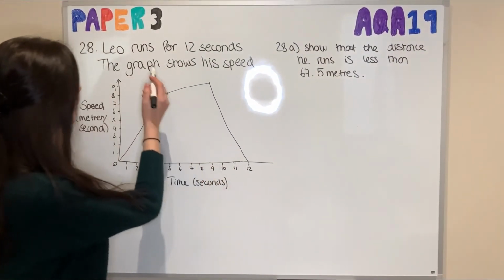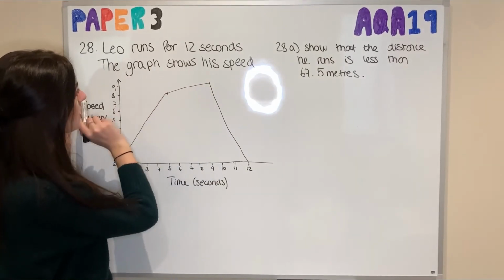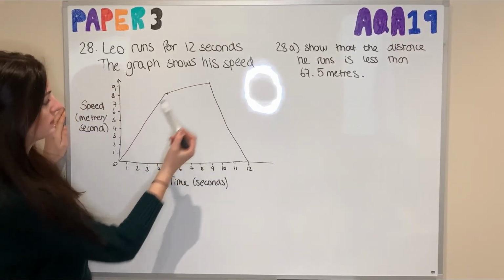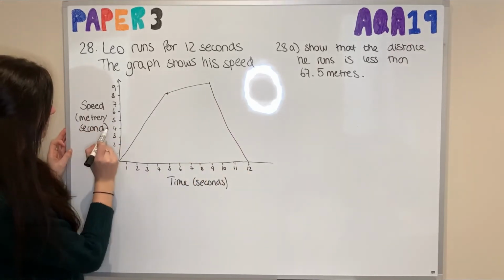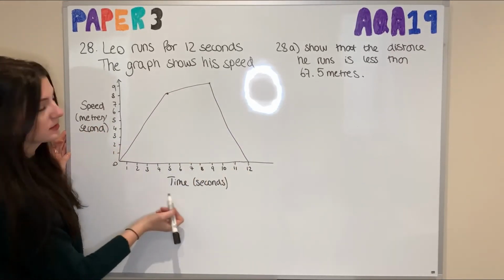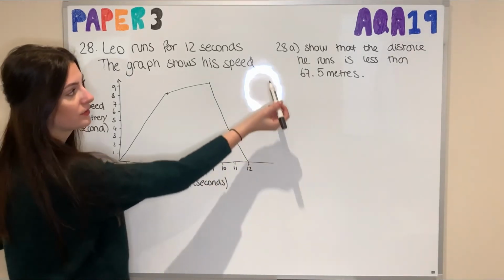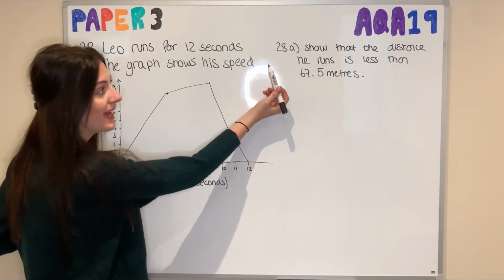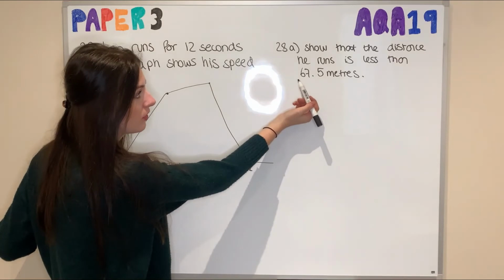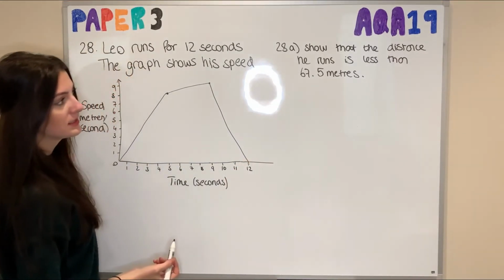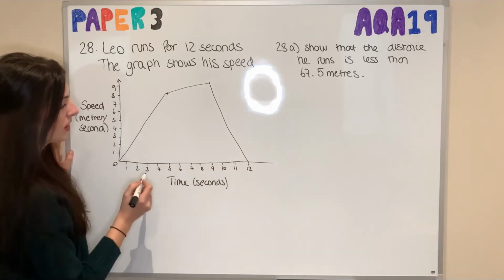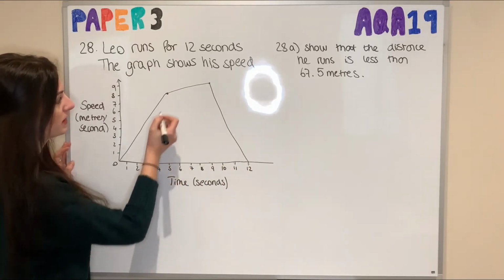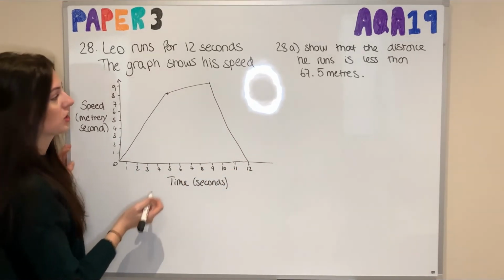Here we have Leo who runs for 12 seconds, and we've got a graph that shows his speed. So here is the graph. We've got speed in meters per second on this side and then time on the bottom. For question 28a, we need to show that the distance he runs is less than 67.5 meters. So we've got this odd shape here, and the easiest way to do this question is to split this shape into other shapes.